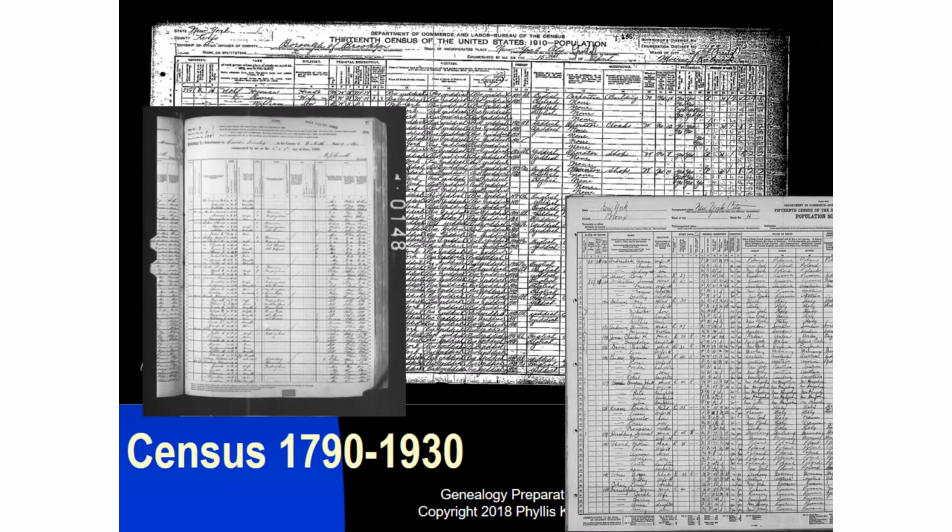Start with the census. Why do we start with the census? Because it has the data. It doesn't have to be cast in concrete facts. It's what the people told the census taker. The census in the United States was taken every 10 years from 1790 to 1930, and you can access them at no charge at familysearch.org, or if you have an Ancestry subscription or you get Ancestry at your library, Ancestry.com.